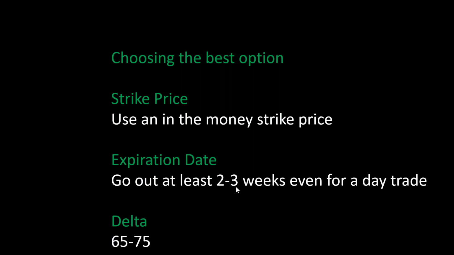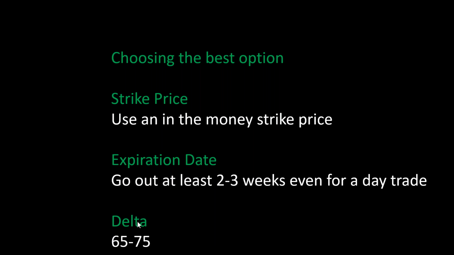The expiration date, you want to go out at least 2 to 3 weeks, even for a day trade. Even if you're trading and expect to exit the trade today, you should still go out 2 to 3 weeks on the expiration date to mitigate or reduce the amount of time decay you're going to have on that option as the day goes on. And if you have to hold it overnight, you don't want a lot of time decay, so you want to be out in time so you don't get impacted by that.